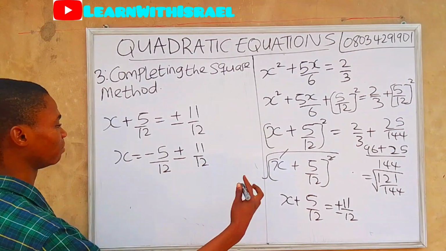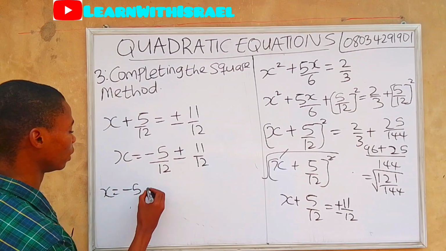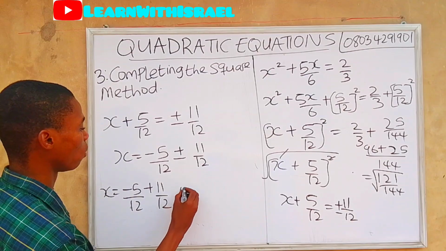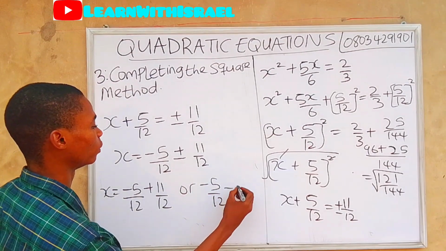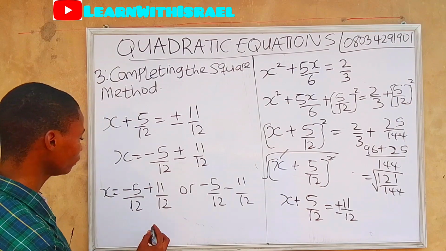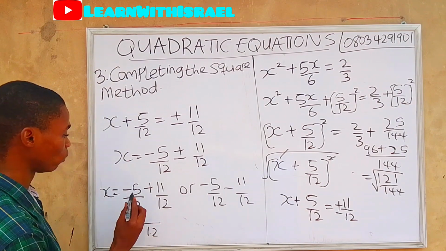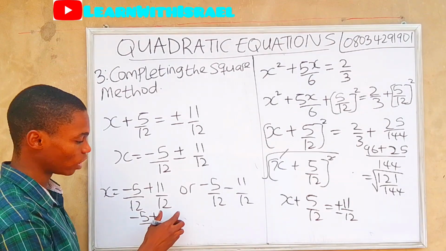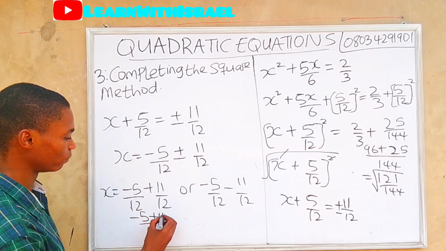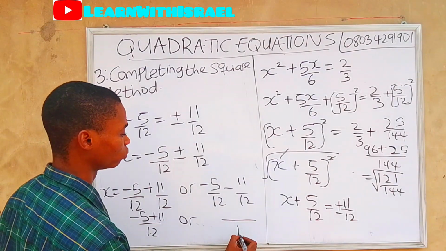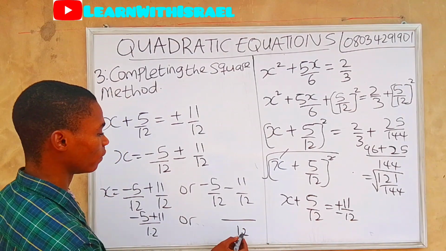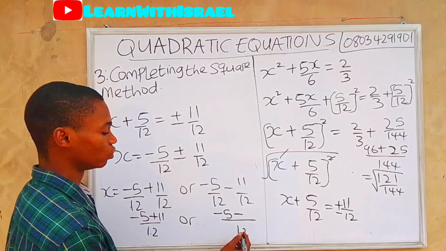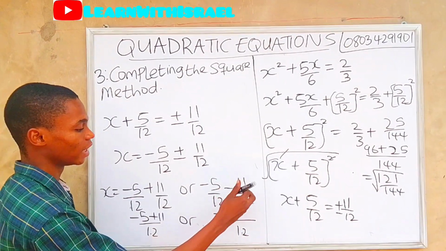So let's separate plus and minus. x equals minus 5 over 12 plus 11 over 12, or minus 5 over 12 minus 11 over 12. So let's solve. 12 divided by 12 is 1. 1 multiplied by minus 5 is minus 5. Plus 12 divided by 12 is 1. 1 multiplied by 11 is 11. Or LCM 12. 12 divided by 12 is 1. 1 multiplied by minus 5 is minus 5. Minus 12 divided by 12 is 1. 1 multiplied by 11 is 11.